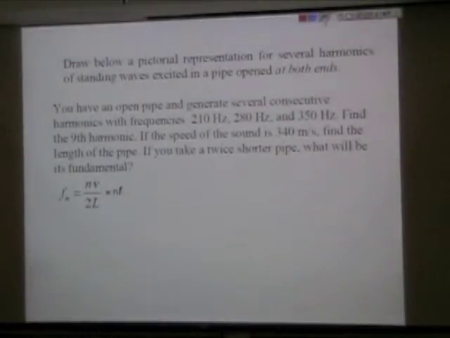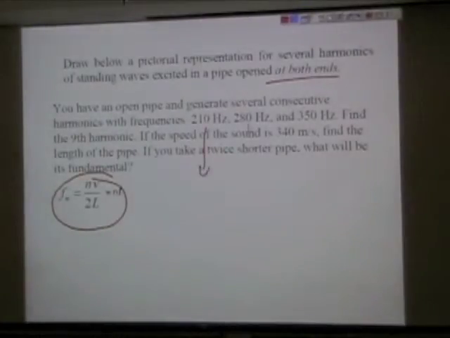So, first of all, when we read the problems, we have to understand what kind of situation is happening. Both ends are open. That means this is the equation we must use. Now, here, what's happening is something like this. We are generating several consecutive harmonics: 210, 280, 350, maybe we could generate even more. Well, the first question is, 210, is it a fundamental?